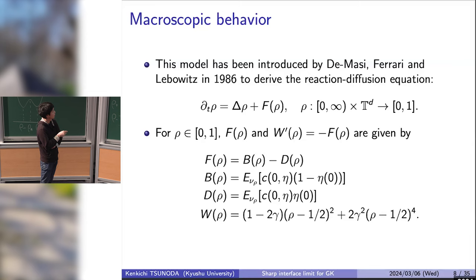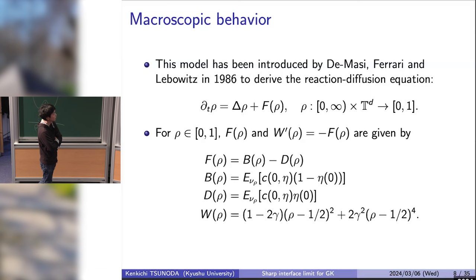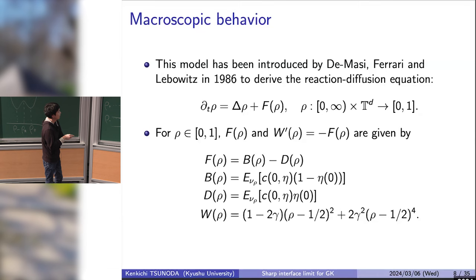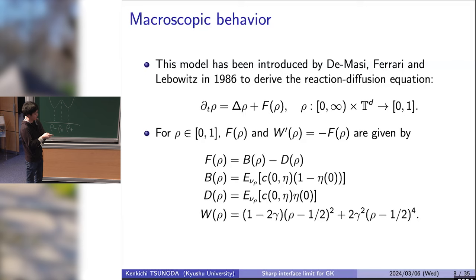So W is the potential of the reaction term, and F is the reaction term, given by this. We take an expectation with respect to the Bernoulli measure and calculate the expectation of this. If we calculate one of the primitive functions, then it is given by this. This is just a polynomial of degree at most 4, so you can easily figure out this function, and the result is the following.